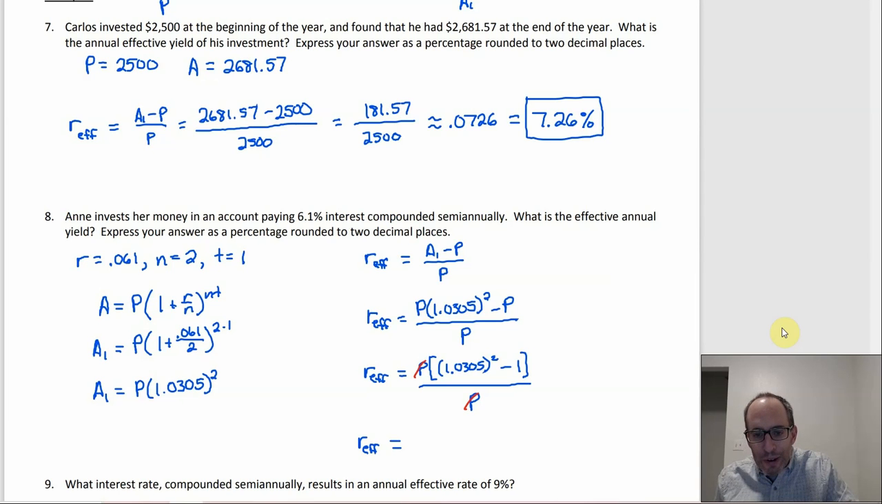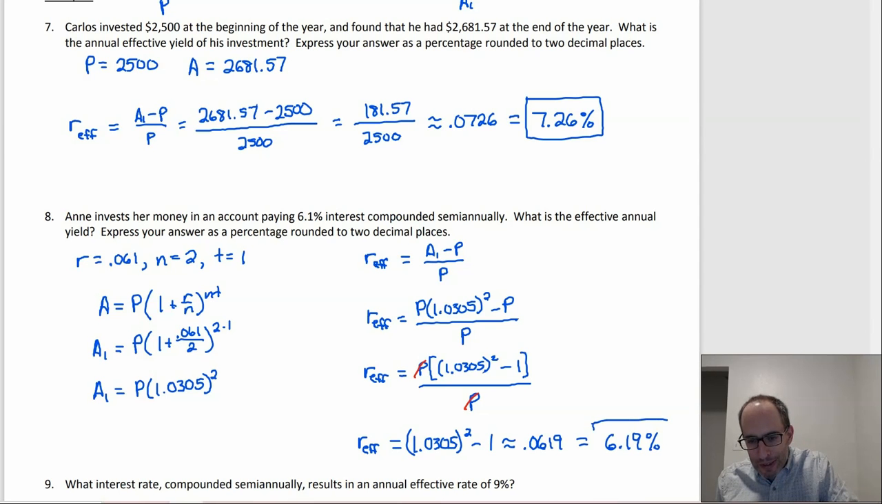So, all right, then our effective annual yield is going to be 1.0305 squared minus 1. Pen stopped working for a second. And if you put that into your calculator, it ends up being about 0.0619, or converted into percent form, about 6.19%.